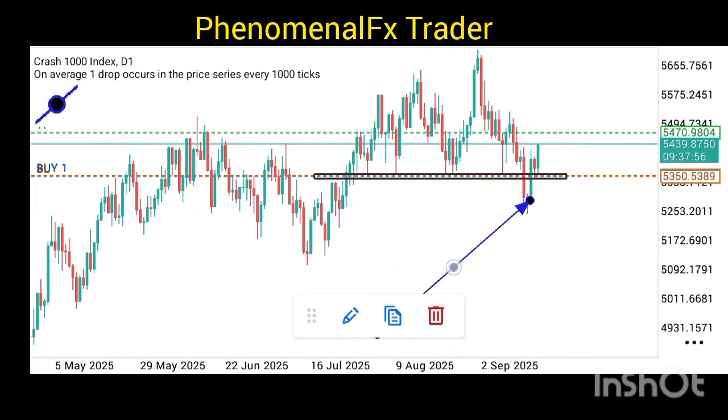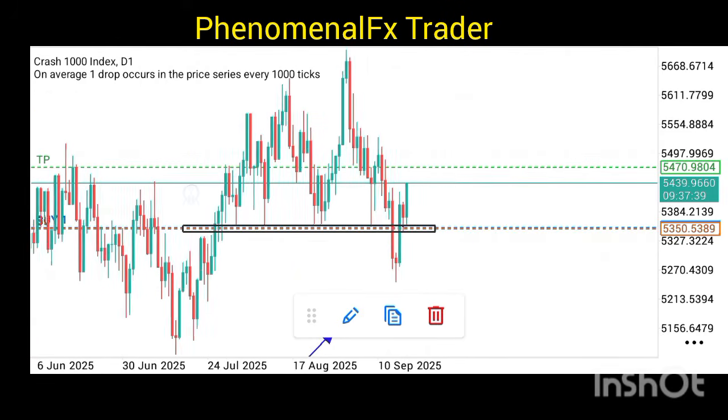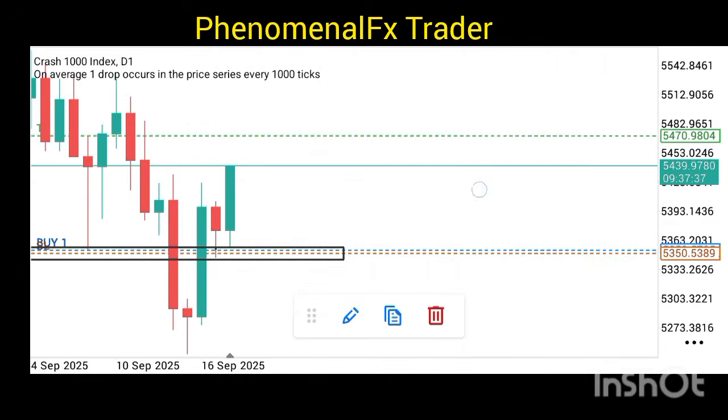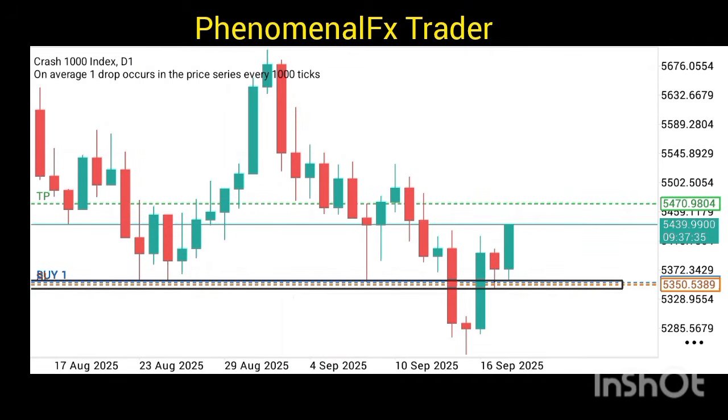So the next candlestick started buying and ended up bullish. If this bullish candlestick had closed below this zone, it would have been a nice opportunity to take an entry for a sell. But unfortunately that did not happen.